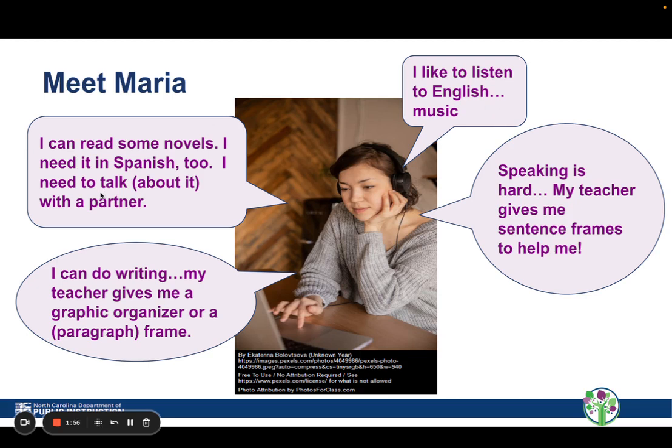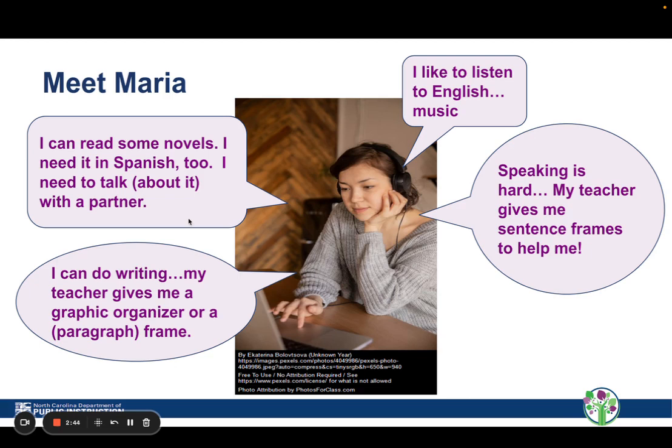And then if you'll recall, her literacy domains of both reading and writing were at level 3 in the developing phase. Maria's ESL teacher has taught her to be metalinguistically aware of her own language skills. And she shares that she can read some novels and she reads in Spanish as well, but she also needs to talk about it with a partner. And then she shares that her writing is well supported by her teacher, who often supplies graphic organizers or a paragraph frame.